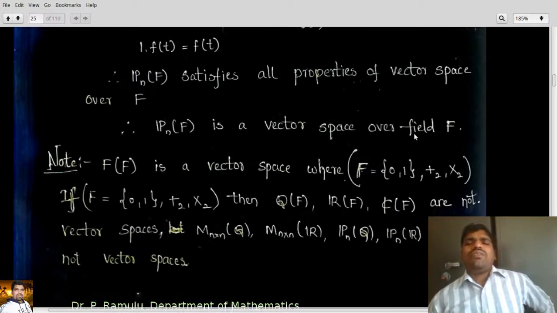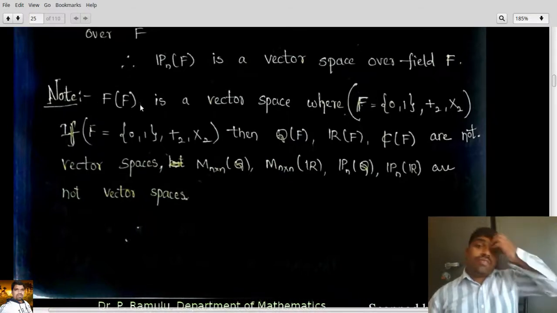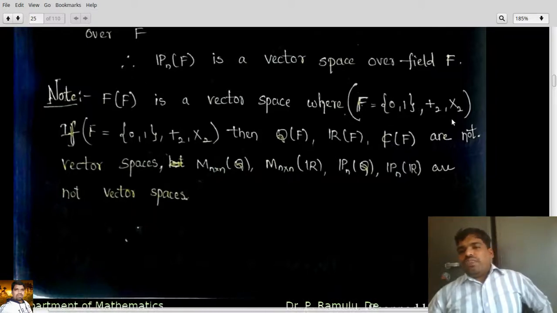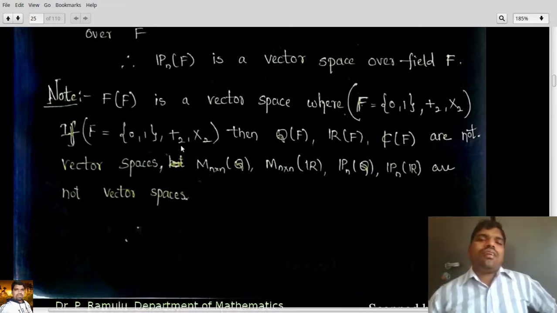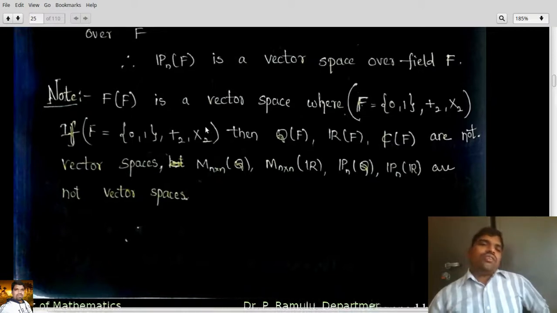Similarly, you can easily prove that F over F is a vector space, where F is the field {0, 1}. Now if F is equal to this, then Q over F, R over F, C over F are not vector spaces. Why? Because these operations are addition modulo 2 and multiplication modulo 2, and with respect to these operations, these are not fields.